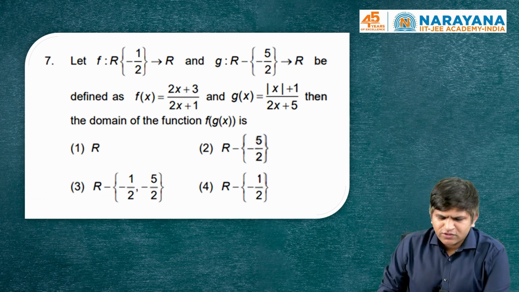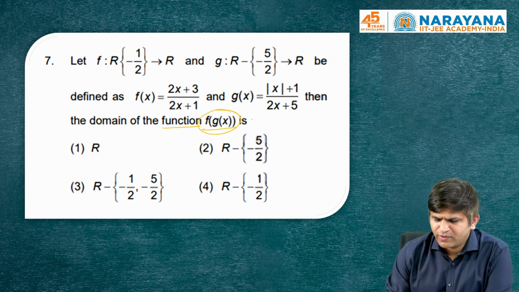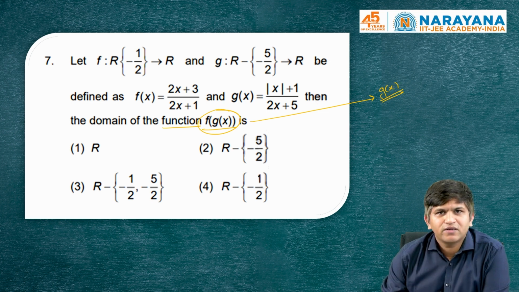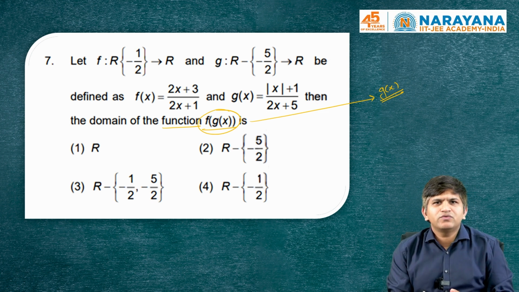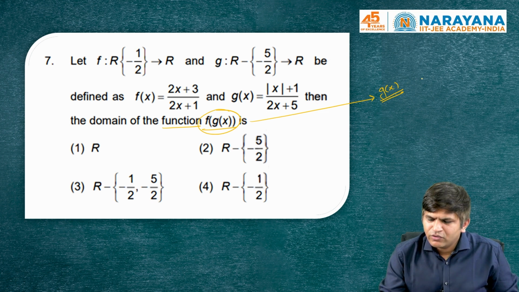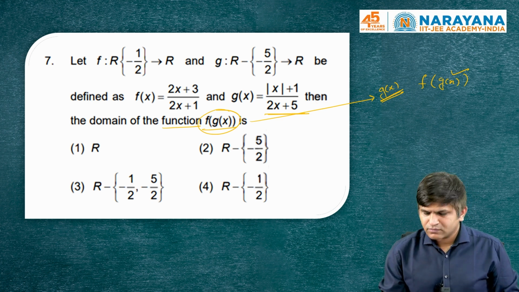Okay. So this problem is based on finding the domain of the composite function f of g of x. To find the domain of f of g of x, we have to take care of two things: where g of x is defined, and all those values where g of x is not defined we have to remove, and the values where f should be defined for where g of x is defined. So g of x is not defined at x equal to minus 5 by 2, so we have to remove that from R.